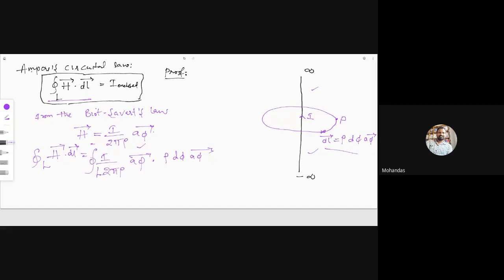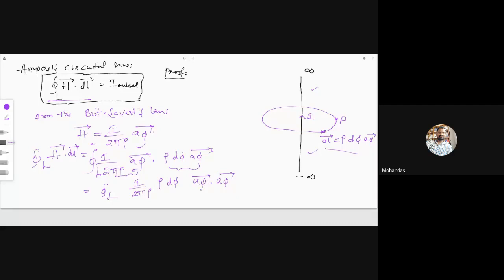Okay, this L means line integral, which is equal to the closed line integral. Take the dot product between these. This is one vector and this is another vector. So we can multiply component by component. What is the component of this vector? I by 2 pi rho into rho d phi a phi, dot a phi.